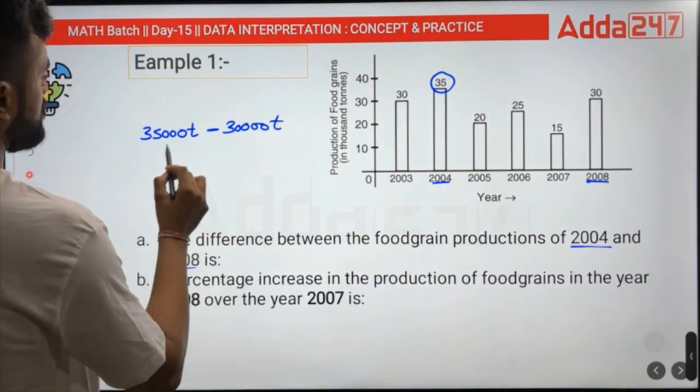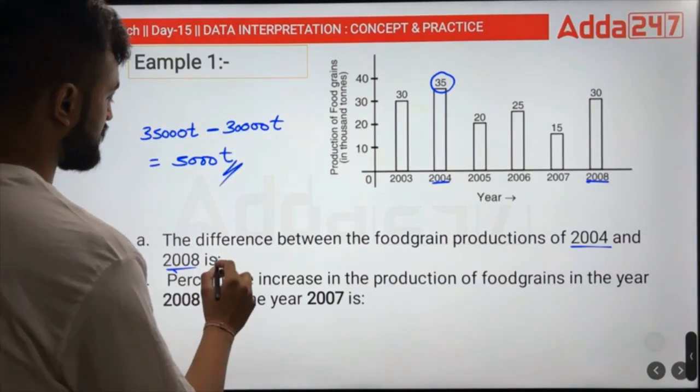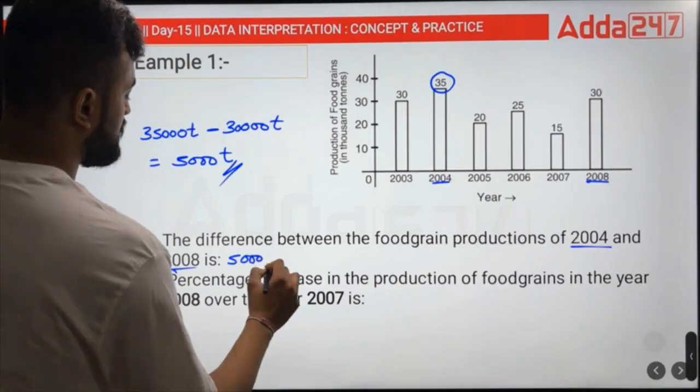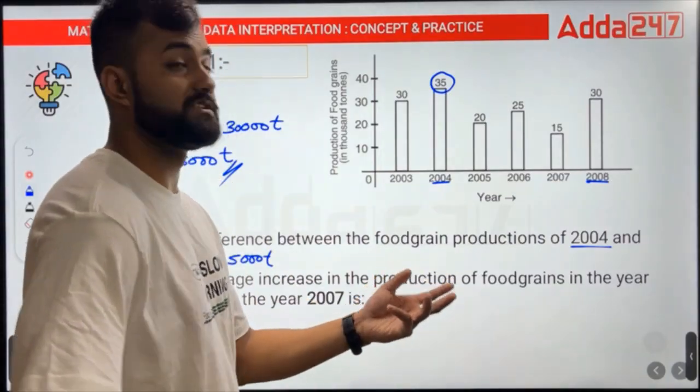So just subtract them, you will get how much? 5,000 tons. 5,000 tons is your answer. Okay, out here 5,000 tons is your answer. Now, if they would have asked you what? If they would have asked you percentage, okay, percentage decrease.